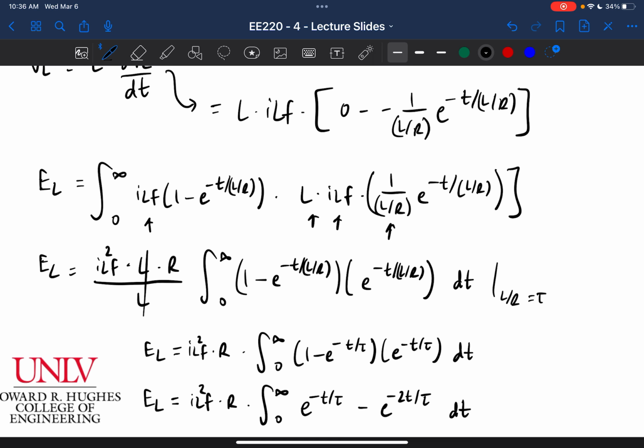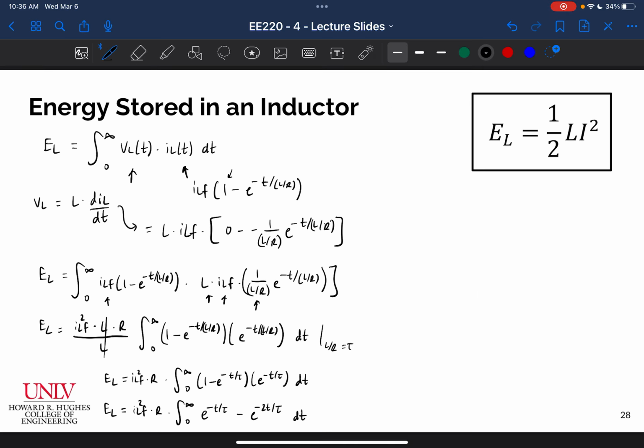I need to go ahead and take the integral here and then plug in my bounds, and I should be able to determine the energy stored in an inductor. And so let me go ahead and do that. It's going to be ILF squared times R multiplied by, in the first case, negative tau times e to the minus t over tau. And then for the second term, it's going to be negative tau over 2 times e to the minus 2t over tau. And then that whole thing gets evaluated from 0 to infinity.